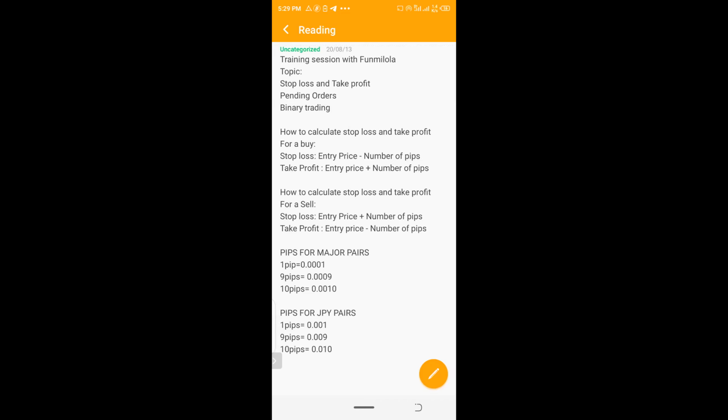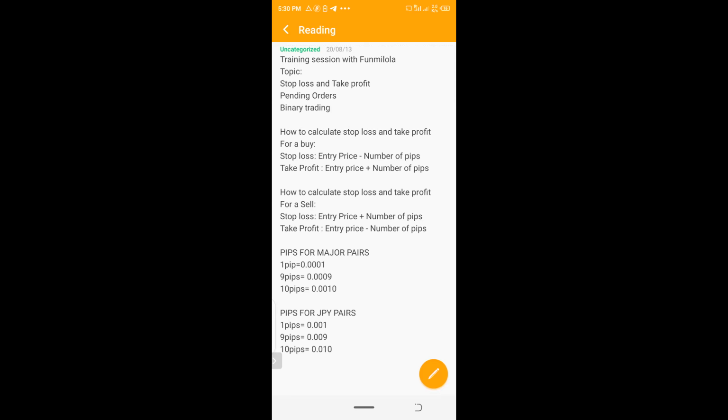All right, the way you're going to calculate for a buy position is different from how you're going to calculate for a sell position. Because if you're buying, the reason why you're buying is because the exchange rate is low and you want it to appreciate. So that means you want to take your profit where? Up. And you want to stop your loss down. Because if you are buying, you don't want the exchange rate to depreciate. If you're buying, you are expecting the exchange rate to be appreciating.